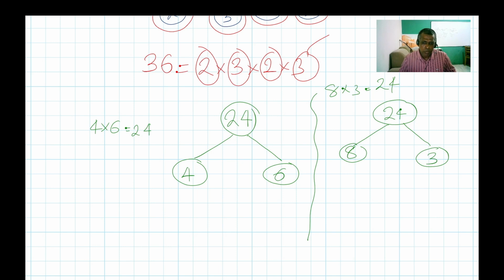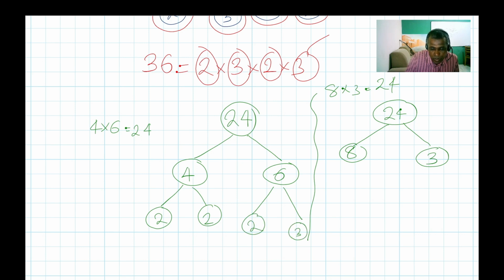Now I am going to extend my tree. What are the other branches which come for the 4? Yes, there are 2 branches for the 4. 4 is built with 2 times 2. 6 is built with 2 times 3. Are there any branches for this? 2 is only built with 2 times 1.